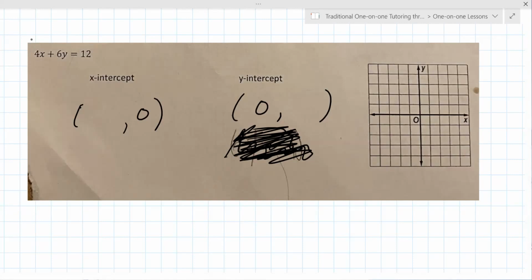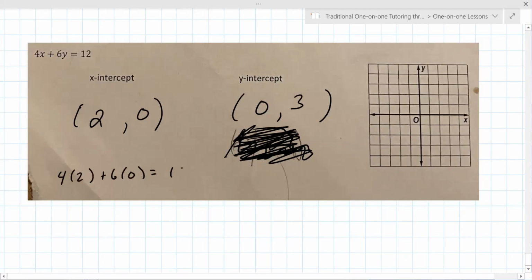4x 12. So it's 2, 0, and then it is 3, 0. So which one is it? Is it 0, 2, 3, 0? Well, let's just try these because these actually work in here. Is 4 times 2 plus 6 times 0 equal to 12? Yeah. Well, let's keep going here. Is 8 plus 0 equal to 12? No.